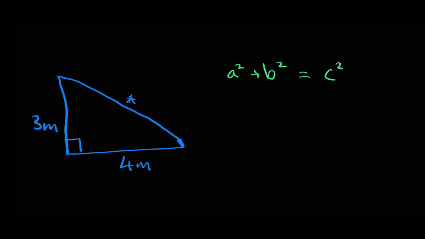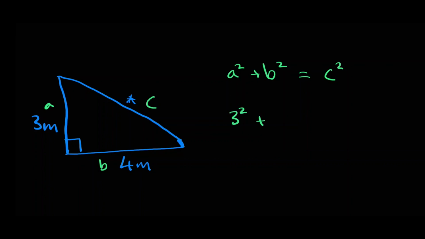C is always the hypotenuse, which is the longest side of the triangle, or the side across from the right angle. So the missing side is C in this case. And A and B are assigned to the other two sides, which aren't the hypotenuse. So let's just say this side is A, and this side is B. And now we can use the formula a squared plus b squared equals c squared.